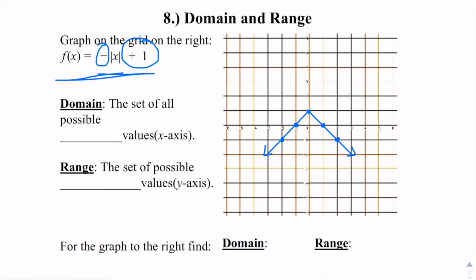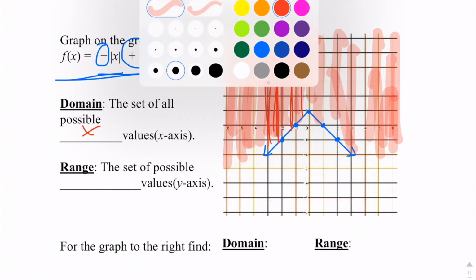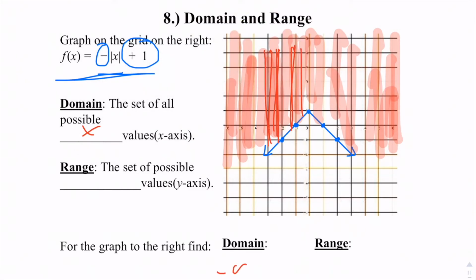So now let's come over and talk about domain. We know from Unit 1 that the domain is the set of all possible x values. As this goes on forever, what are all the possible x values if we shade it? Well, as this keeps going and going, I can meet every x value. So therefore, I know that my domain is from negative infinity to positive infinity.